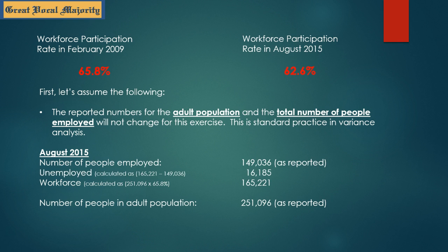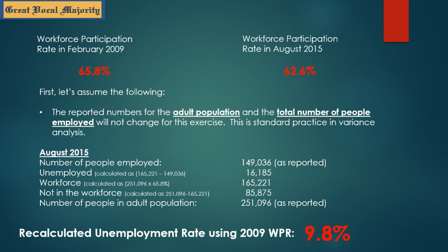Next, because we know the workforce number and we have the number of people employed, we can back into the unemployed number. And we could say that's 16,185,000. And similarly, since we have the total number of people in the population and the workforce number, now we can calculate what the people not in the workforce would be. So this is what analysts do. And now that we have those 5 components, we can calculate what the unemployment rate would be had the workforce participation rate never changed.